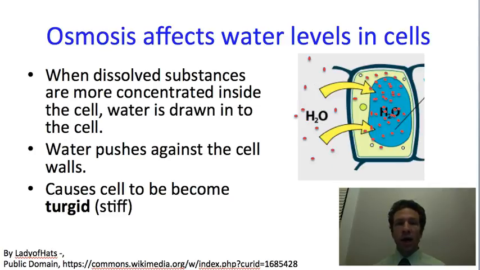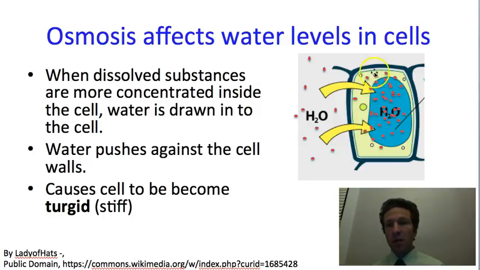Let's now consider what happens in the reverse situation. Let's imagine that this substance is at a very high concentration inside the cell, and there's not very much of it outside of the cell. Again, let's also imagine that the substance cannot cross the plasma membrane. In this case, then, because of osmosis, water is going to move from outside of the cell into the cell.